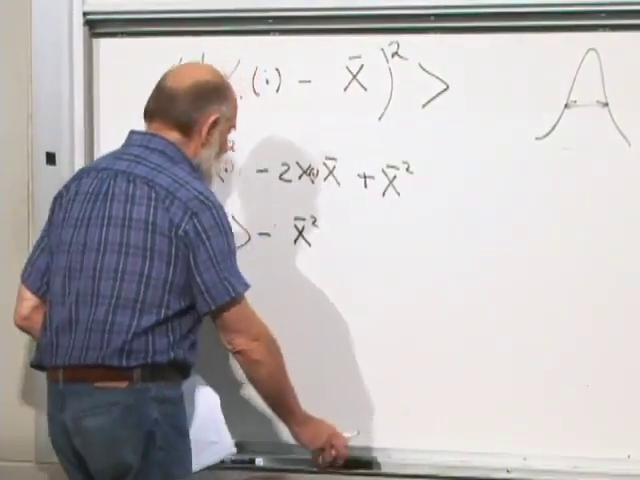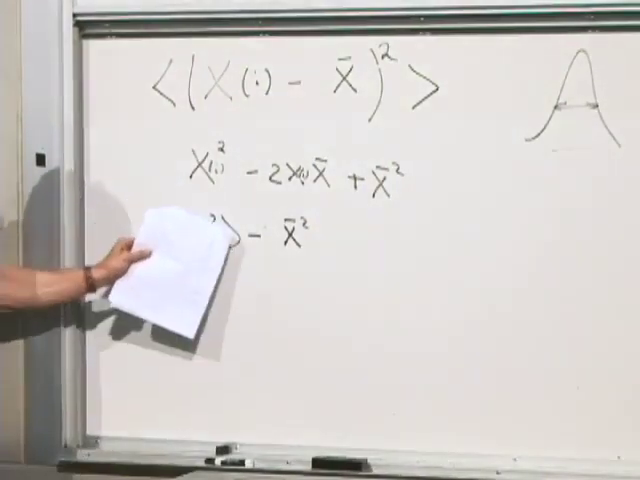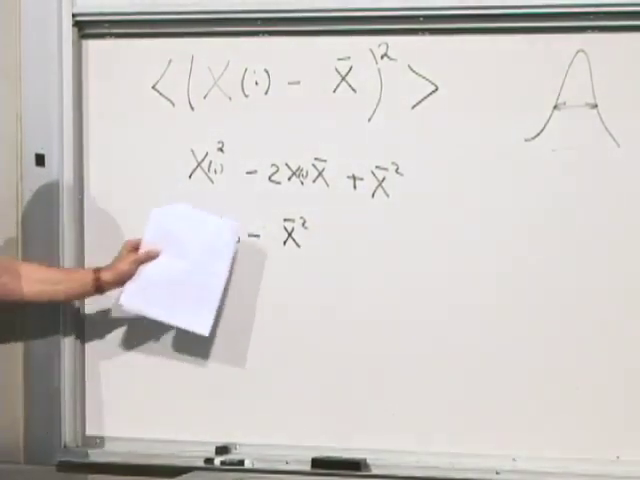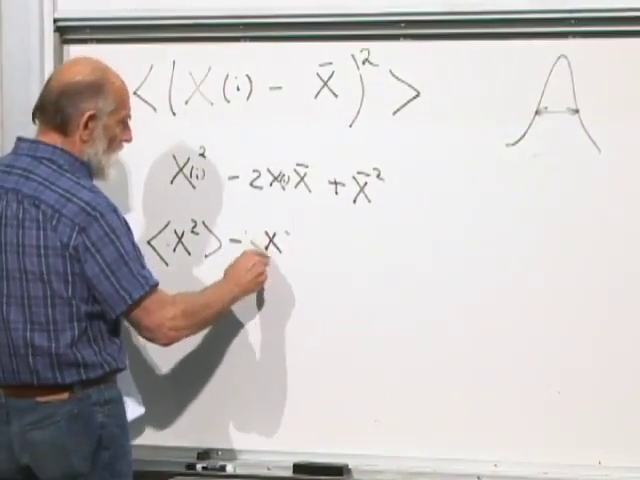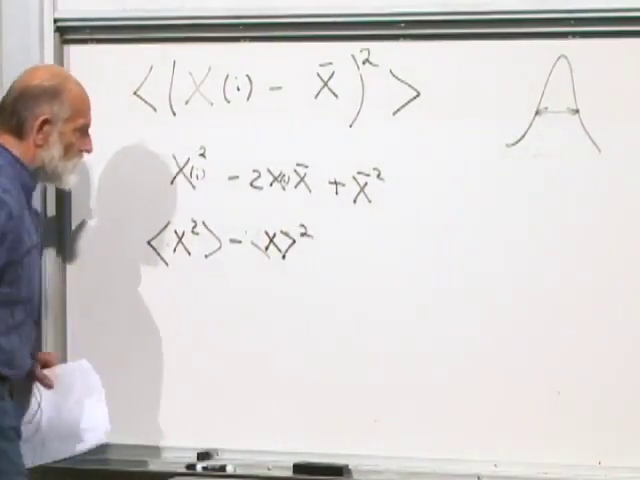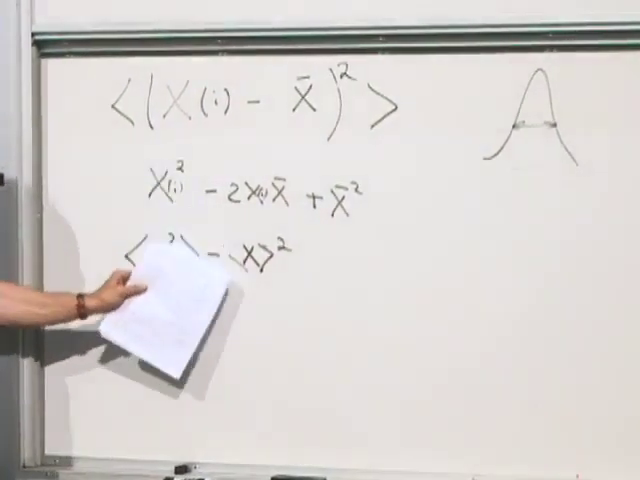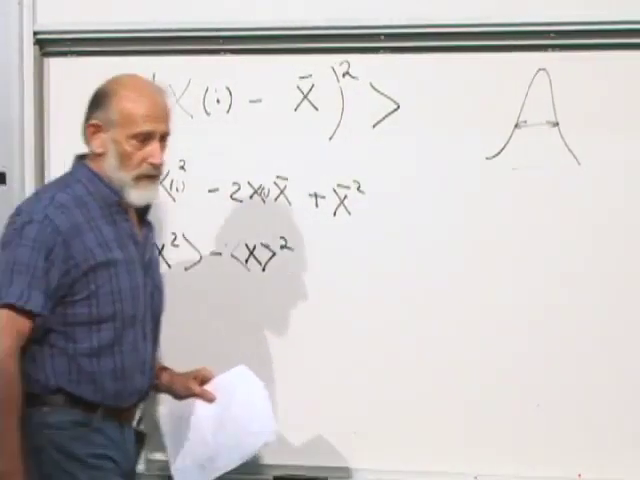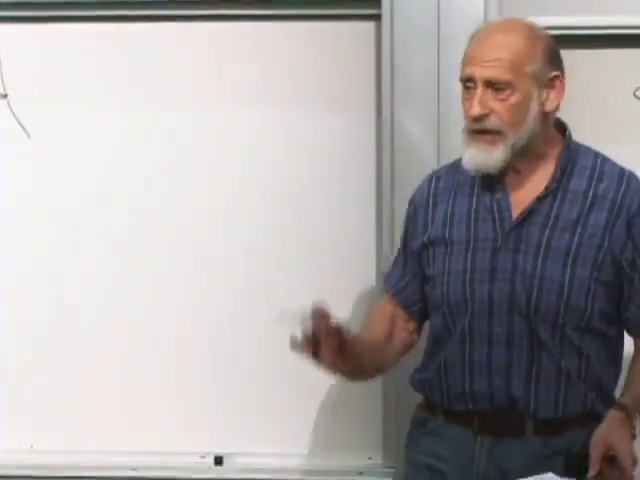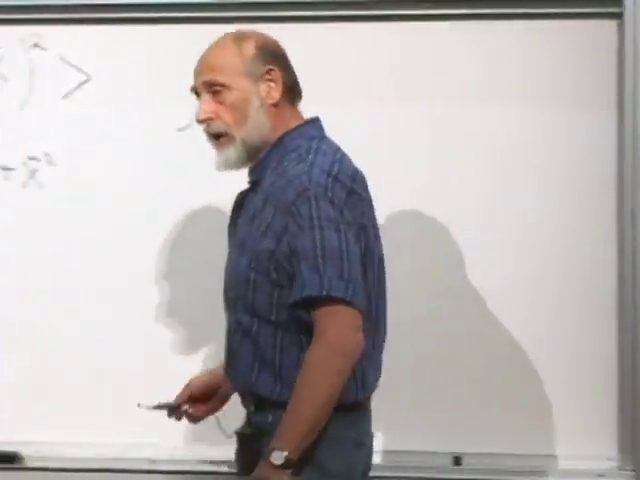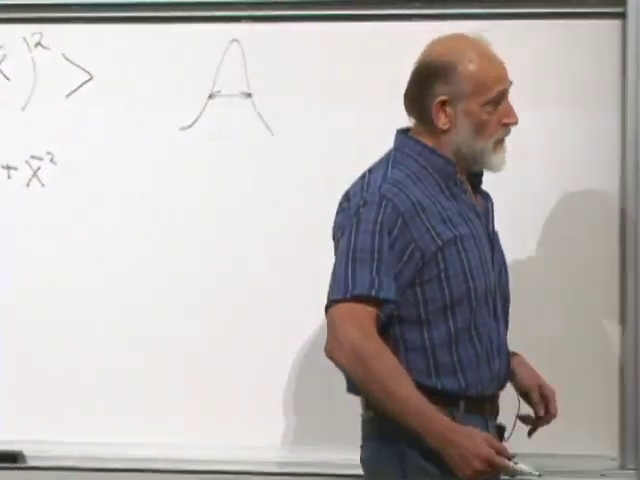All right, so this is a standard statistical fact that the variance in a variable is the difference between the average of the square and the square of the average. If I want to write it in a single notation, I will write it this way. The difference of the average of the square and the square of the average. That's the variance. For a narrow distribution, when the distribution is narrowly peaked, this is small. The smaller it is, the narrower the distribution.